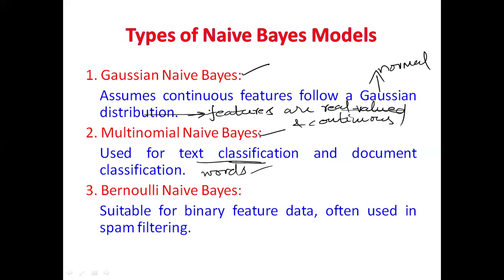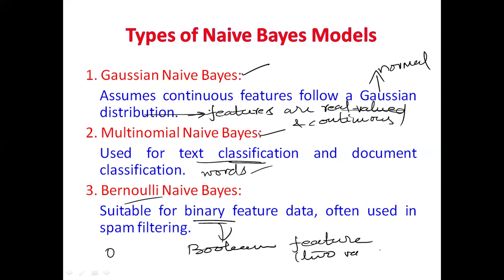Next, Bernoulli naive Bayes. This is also a very important algorithm. It is ideal for binary, otherwise we can call it Boolean, feature data, where each feature can take only two values. What are the two values? Either 0 or 1. It is often used in spam filtering and document classification.